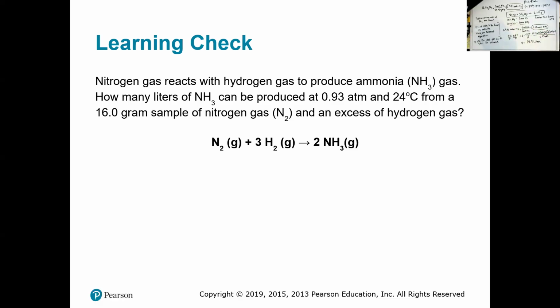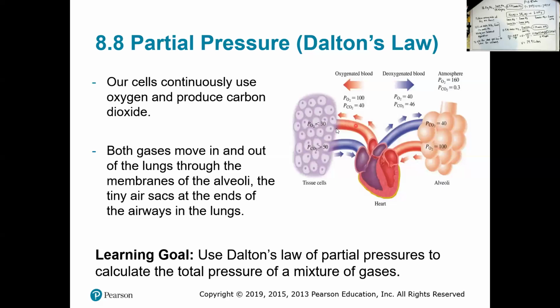The next thing that we want to talk about with the gases is called partial pressure. Partial pressure is this idea that when you have a mix of gases together, they are all going to contribute to the overall pressure of the container that they're in. But each individual gas in that mixture is going to have its own pressure value associated with it.